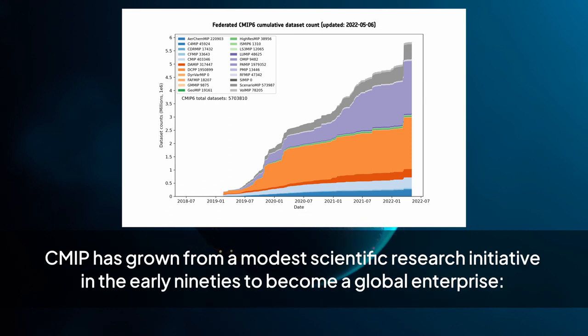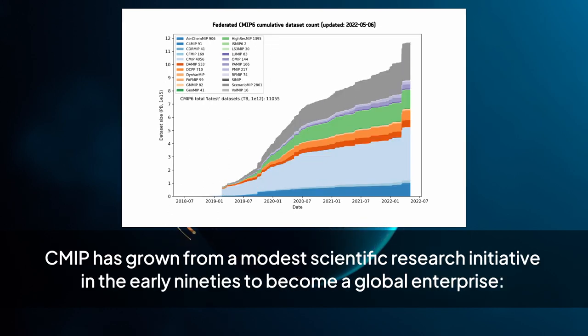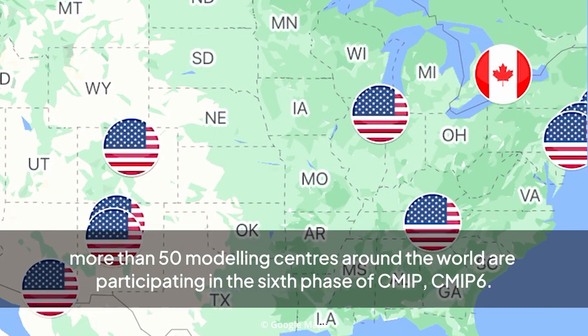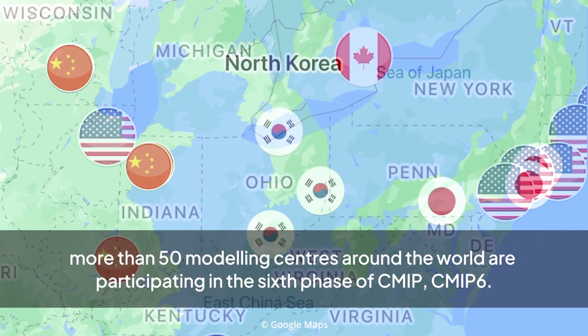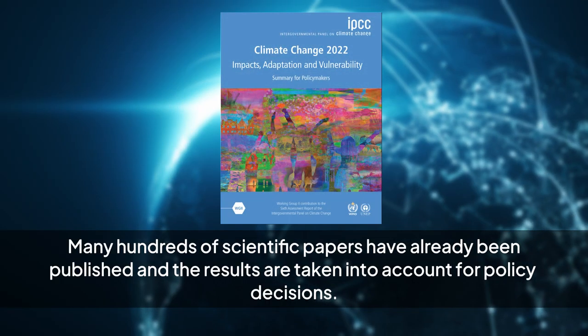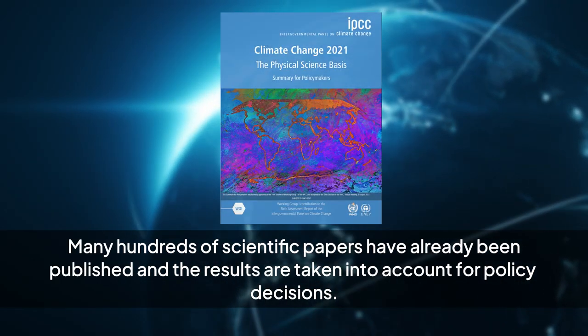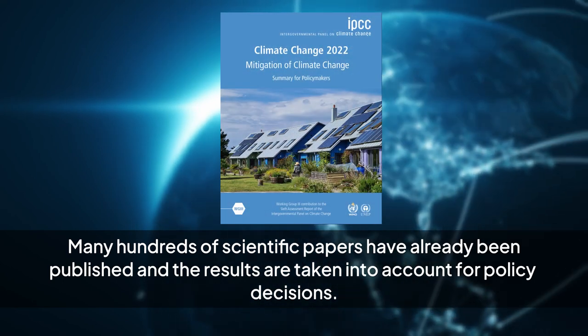CMIP has grown from a modest scientific research initiative in the early 90s to become a global enterprise. More than 50 modelling centres around the world are participating in the sixth phase of CMIP, CMIP 6. Many hundreds of scientific papers have already been published, and the results are taken into account for policy decisions.